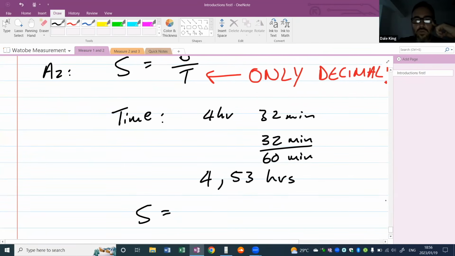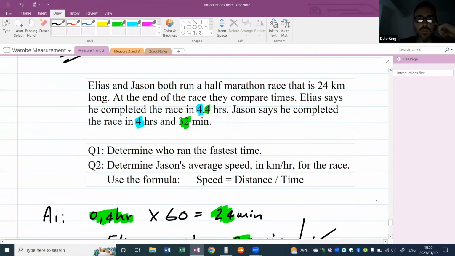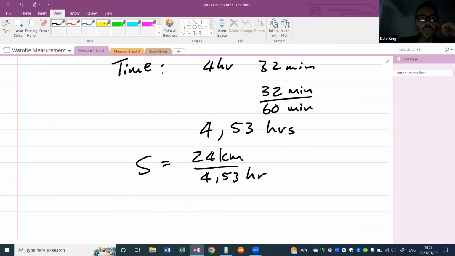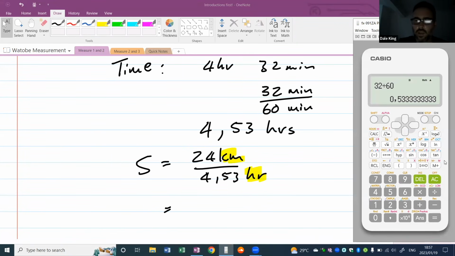So now I'm going to put this into our formula. The distance for the race was 24 kilometers. So it's 24 kilometers divided by 4,53 hours. Our formula has now been given kilometers and hours, so the speed will come out in kilometers per hour. Now we're going to do the calculation. Very quickly, 24 divided by 4,53.